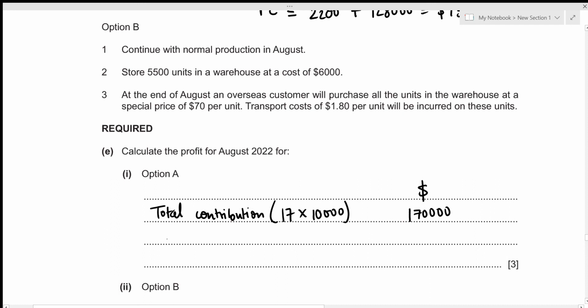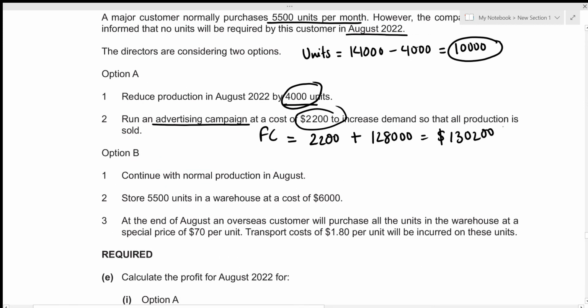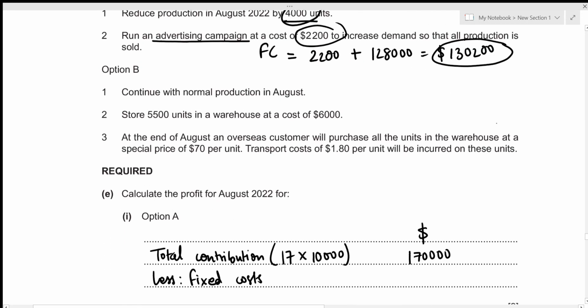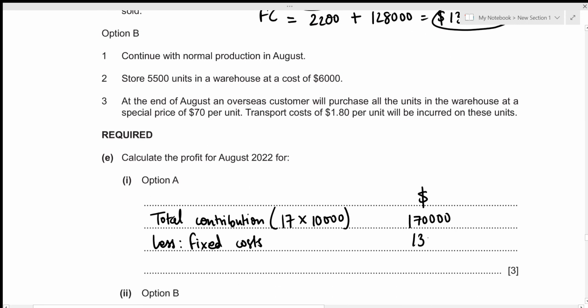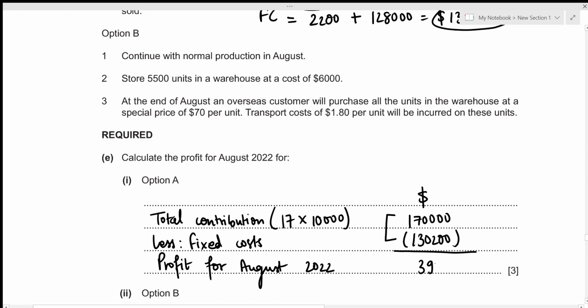Now we just need to subtract our fixed costs. The fixed cost for option A we already figured out above. That was 130,200. So let's subtract this value. I'm going to put it in brackets, indicating that this needs to be subtracted. Now this will give our profit for August 2022, which is just the sum of these two values. So that's 170,000 minus 130,200, which results in the profit for this month to be 39,800.